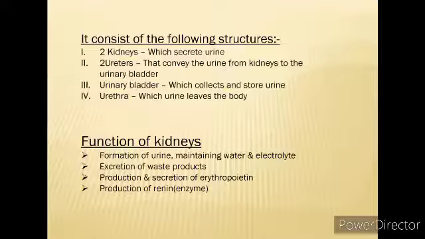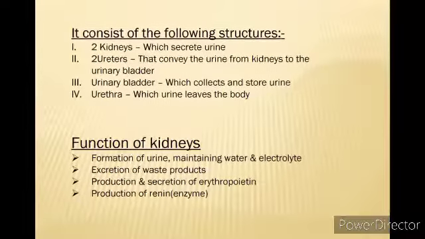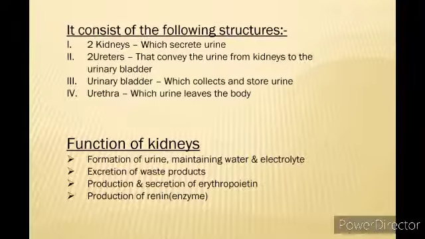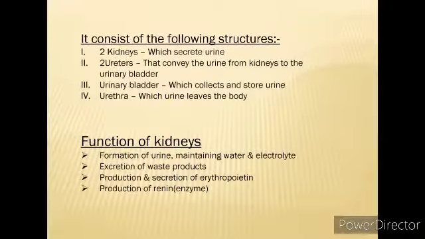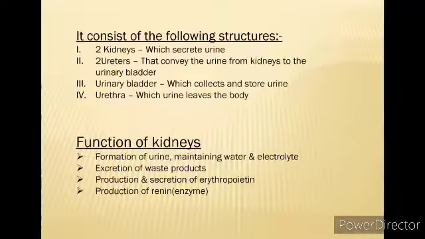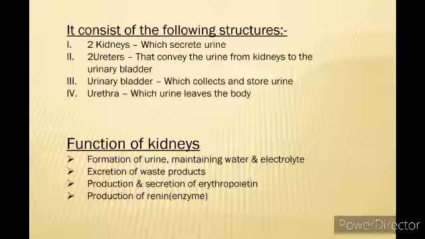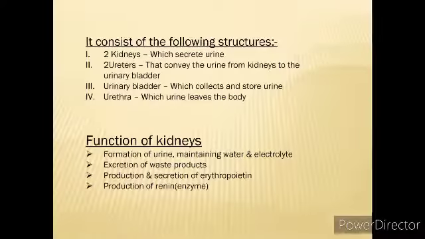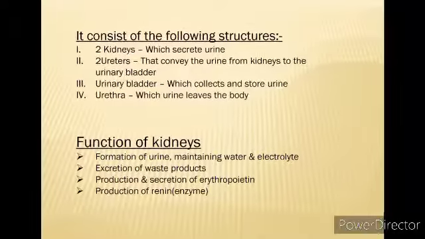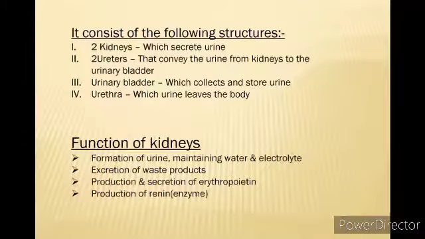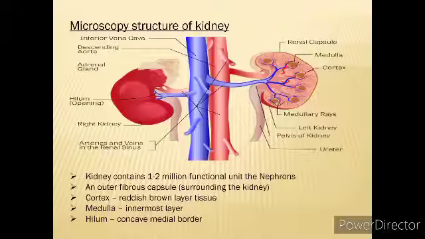The next function is the excretion of waste products and the production and secretion of erythropoietin. What is erythropoietin? Erythropoietin is the hormone that stimulates the formation of RBC, red blood cells. And the next is the production and secretion of renin. What is renin? Renin is an important enzyme in the control of blood pressure. And the urine is stored in the bladder and excreted by the process called micturition.